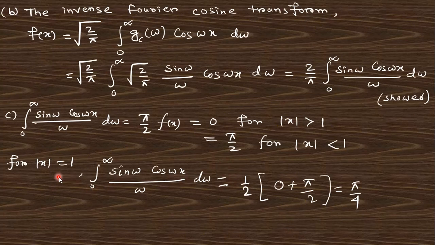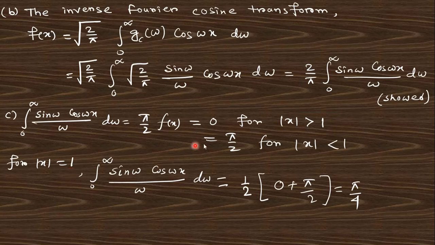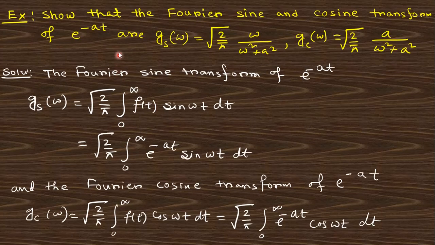Now comes the case when mod x equals 1. When mod x equals 1, there is a sharp change. Since this is a sharp change, at mod x equal to 1, you can take the average of these two values. If you take the average of these two values, you will get pi by 4. Okay, I think that's clear.